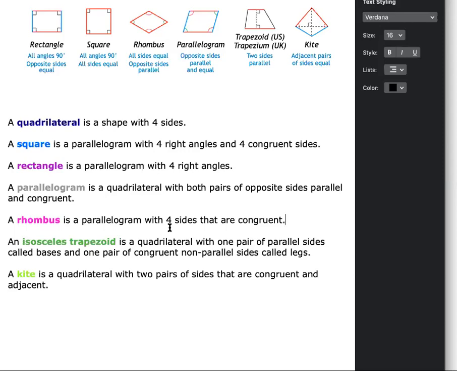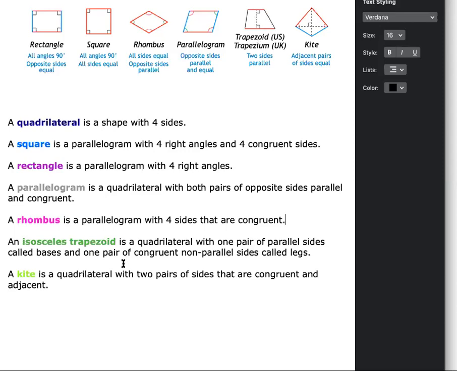An isosceles trapezoid is a quadrilateral with one pair of parallel sides called bases and one pair of congruent non-parallel sides called legs. So if you look at this image on the top, they have one pair of parallel sides, and then there's two that are a little bit different sized.